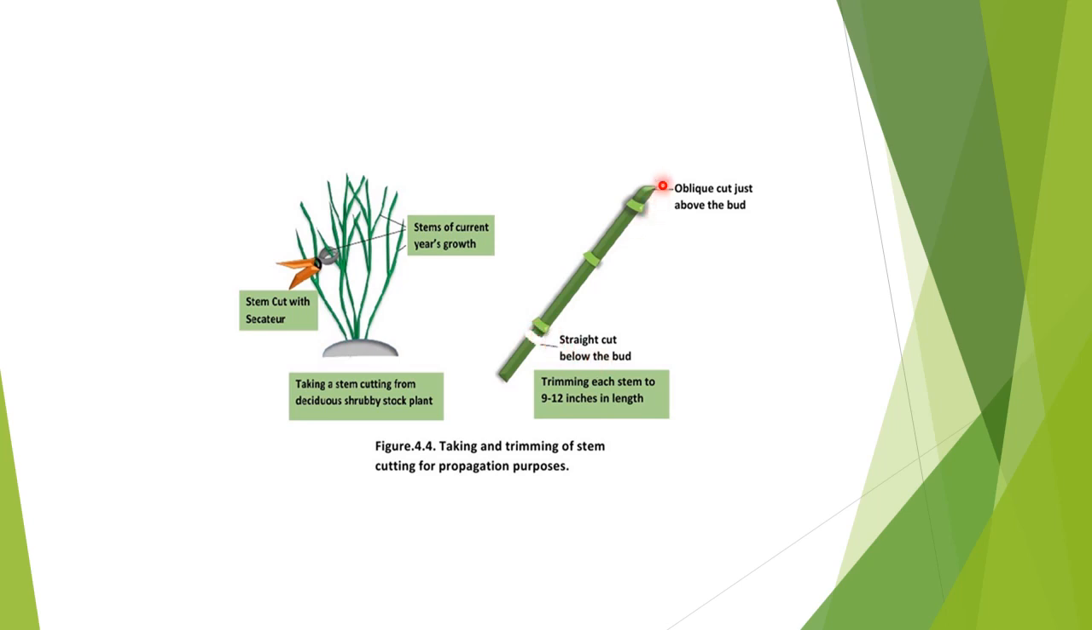The oblique as well as the straight cut makes it distinct to see the polarity of the stem cutting. Because when it is deciduous, it is very difficult to locate the basal portion or the terminal end, as the buds are not visible. At that time the oblique cut will be treated as the terminal part, and the straight cut will be taken as the basal part. So this is how you take and trim stem cuttings for propagation purposes.